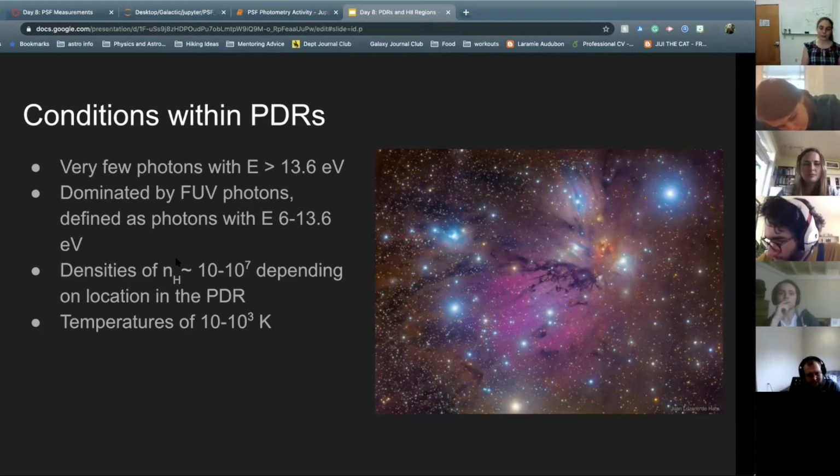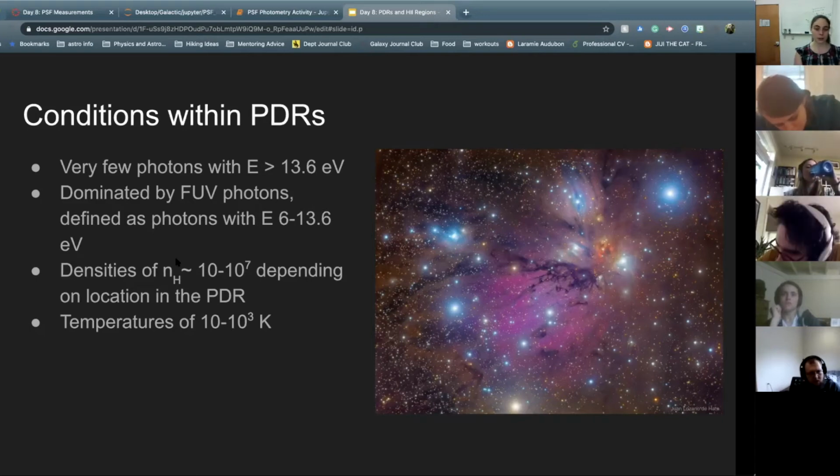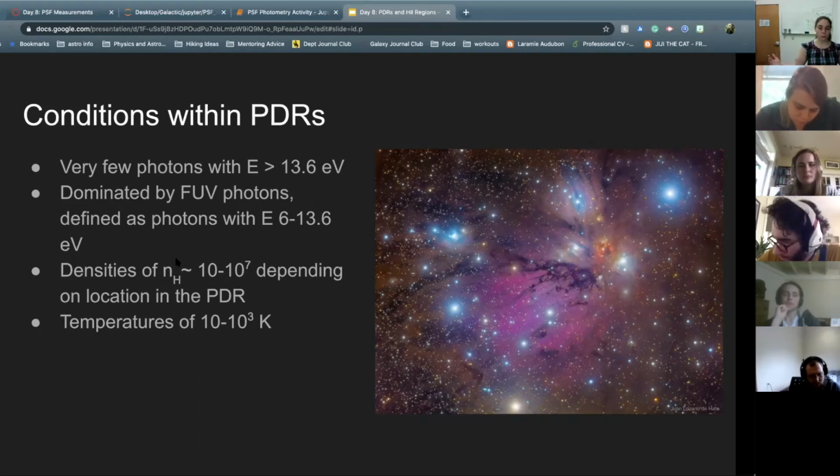Densities in PDRs can vary quite a bit. We are no longer really talking about electron densities usually when we talk about densities in PDRs, because there will be fewer free electrons. There are still quite a few, but the density is going to be more neutral hydrogen now. So when we talk about densities in a PDR, we're usually talking about the density of neutral hydrogen. And they can range from 10 to 10 to the 7 depending on where you are within the PDR, so how close you are to the H2 region. Similarly, the temperatures will range from about 10 to 10 to the 3rd Kelvin, with hotter temperatures near the H2 region and cooler temperatures as you move away from the H2 region.